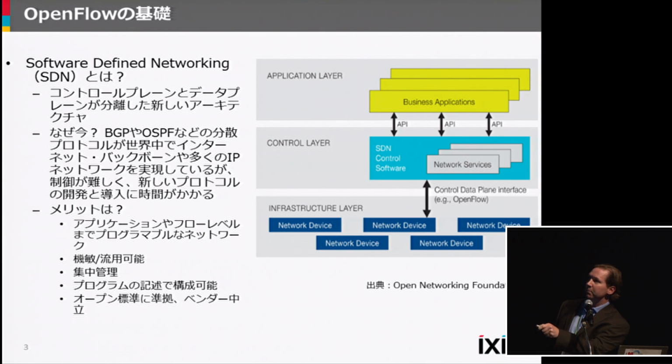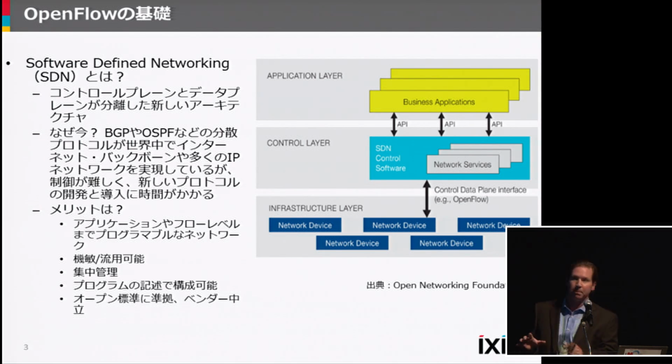So instead of distributed protocols like BGP and OSPF running router to router, you're abstracting that and running it in a centralized mode through the control layer. And then the control layer is programmable via well-known APIs, known as the application layer. So software-defined networking is really a three-tiered model of applications, control plane, and then the data plane.